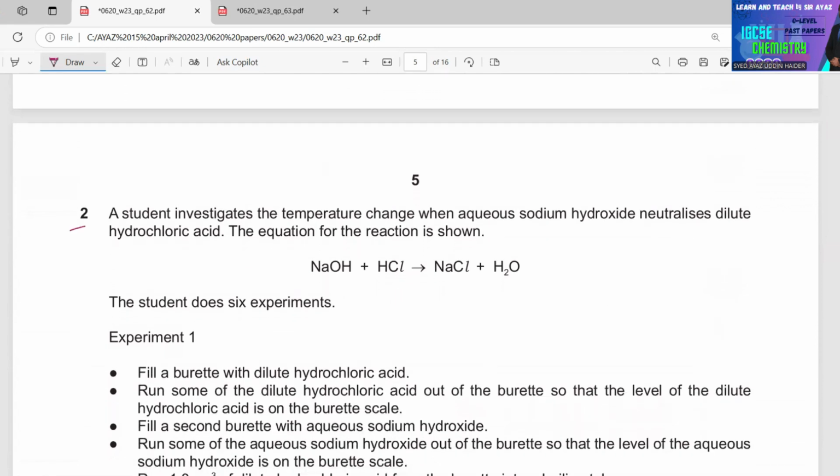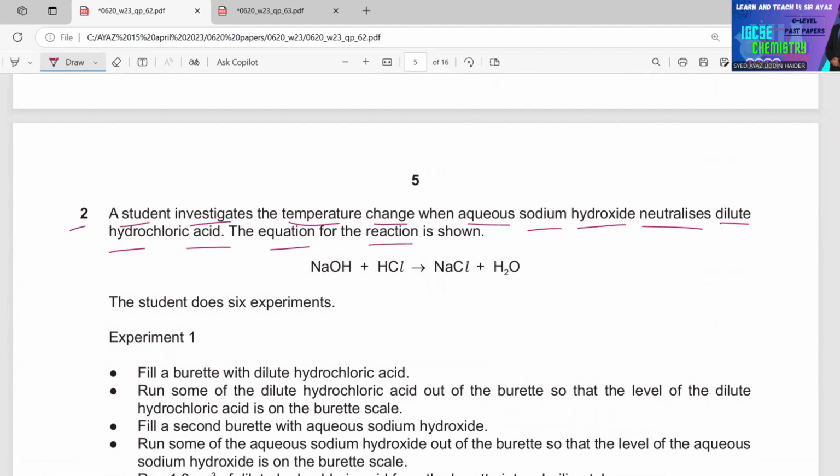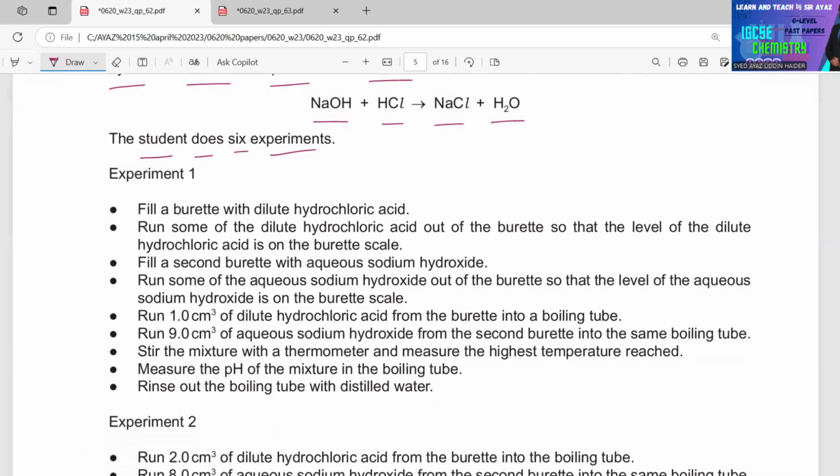Question number 2. A student investigates the temperature change when aqueous sodium hydroxide neutralizes dilute hydrochloric acid. The equation for the reaction is shown. Here's the reaction: NaOH plus HCl gives NaCl plus H2O. The student does 6 experiments.